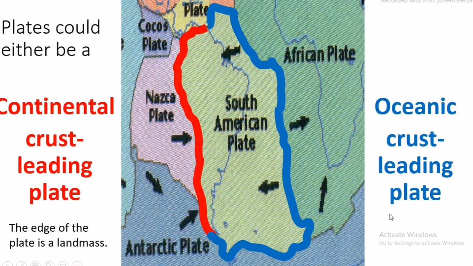Why is it called an oceanic crust-leading plate? The edge of the plate is within the ocean. So the edge of this South American plate on the right side is located under the ocean. That's why it is called an oceanic crust-leading plate. So again, it is a continental crust-leading plate if the edge is a landmass. It is called an oceanic crust-leading plate if the edge of the plate is underwater.